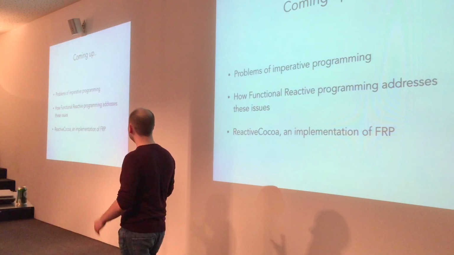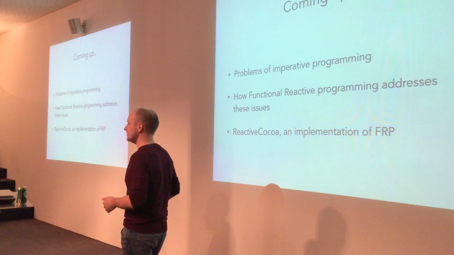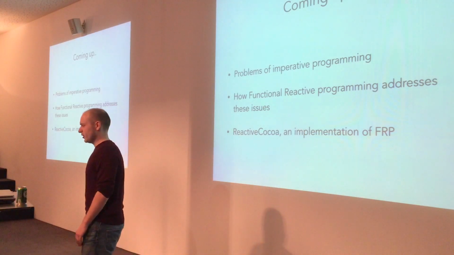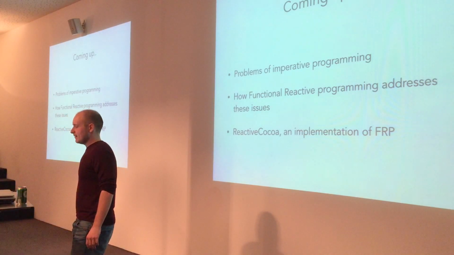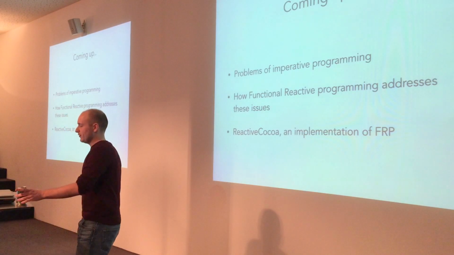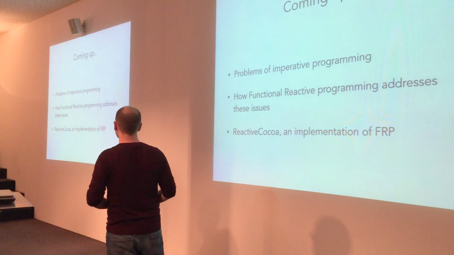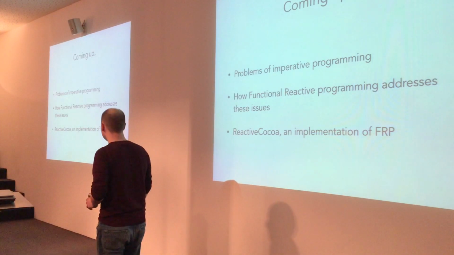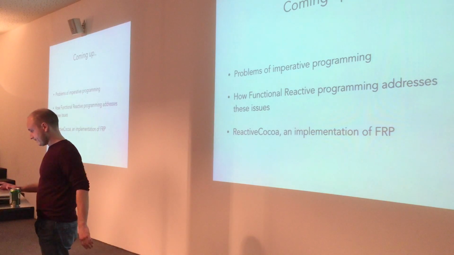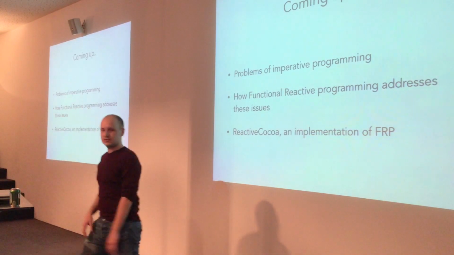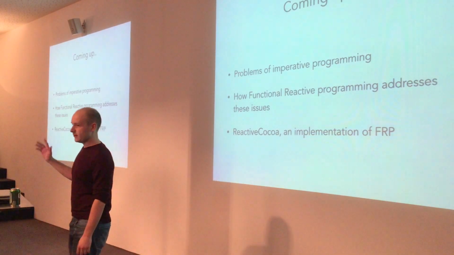I'm going to talk about the problems of imperative programming, which is basically the object-oriented, conventional programming that we do now. I'm going to talk about how functional reactive programming addresses these issues, and then the majority of the talk will be on ReactiveCocoa, which is an implementation of functional reactive programming. If anyone wants to ask any questions at any point, just stick your hand up.